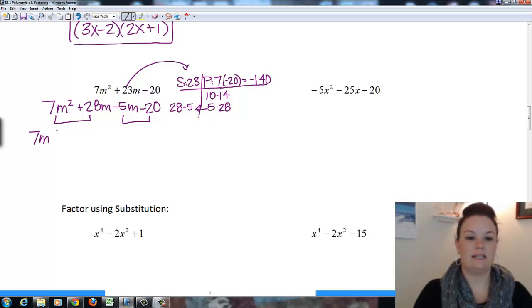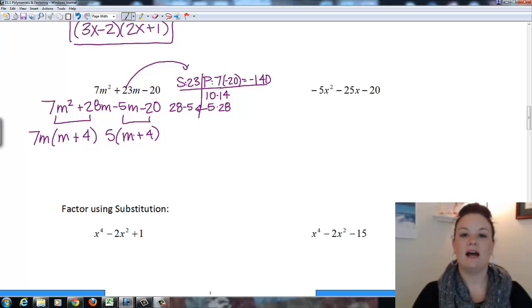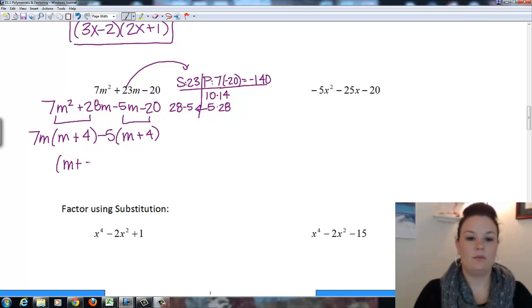Out of the first two, I can take out a 7m, which leaves me with m plus 4. Out of the second pairing, if I want to be left with m plus 4, I need to take out a 5, but if I want the signs to change from negative to positive, I want to divide off that negative as well. So instead of taking out a positive 5, I'm going to take out a negative 5. So that leaves me with m plus 4 when I take out my leftovers. From the first term, I'm left with 7m. From the second term, I'm left with negative 5.